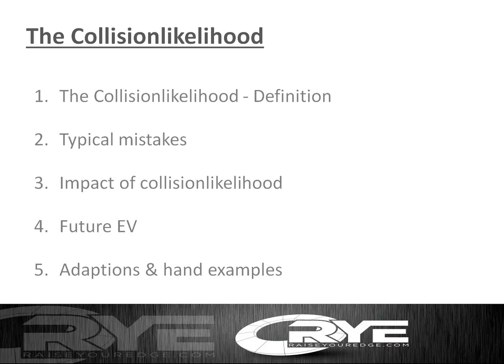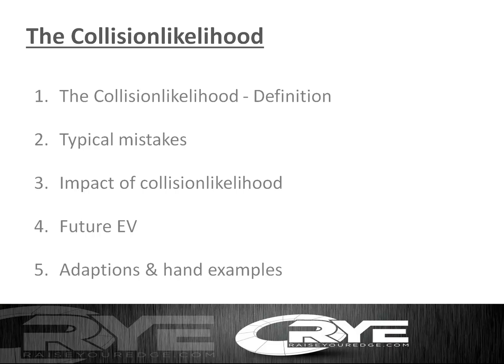Today we will be talking about the collusion likelihood. At first I'd like to explain what the collusion likelihood is. After that we look into mistakes that take place by virtue of the collusion likelihood. Then I show you the impact of it on our shoving range. I will explain the concept of the future EV, and as the last point I will show you how you can adapt perfectly with the collusion likelihood and play your ranges perfectly. And of course we will look at many example hands.